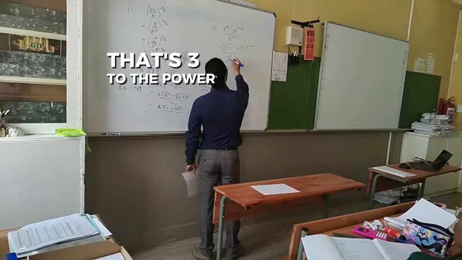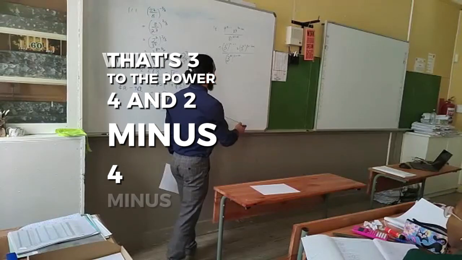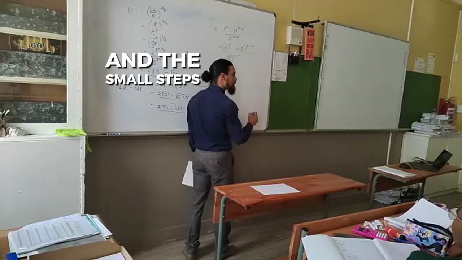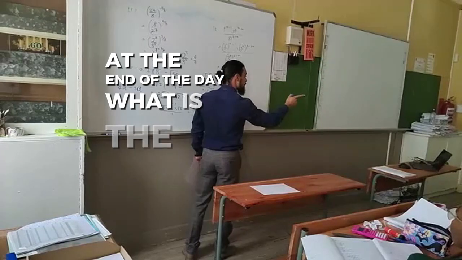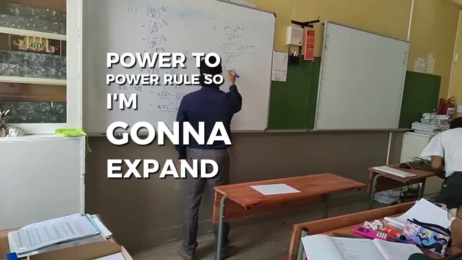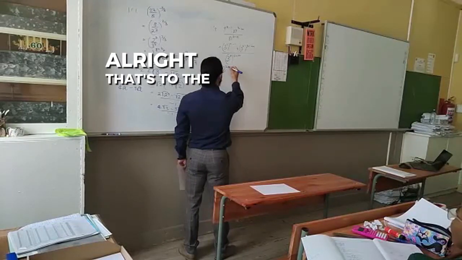That's 3 to the power of 4 and 2 minus 4 minus n. What is my next step? So that step was called prime factorization. And the small steps make a big difference at the end of the day. What is the next step? Power to power rule. So I'm going to expand 3. What is the question? We good? All right, that's to the 2n.